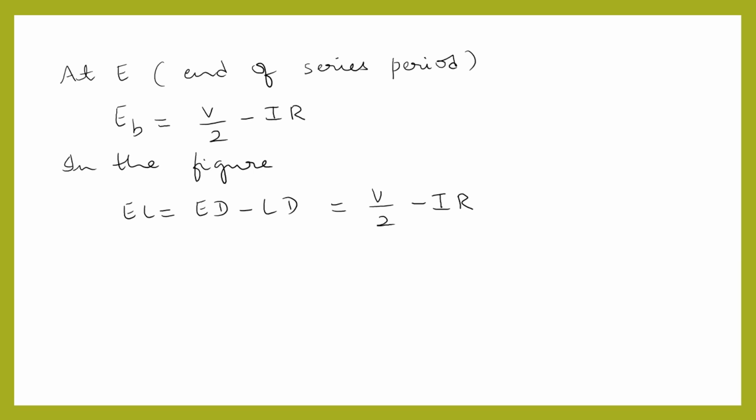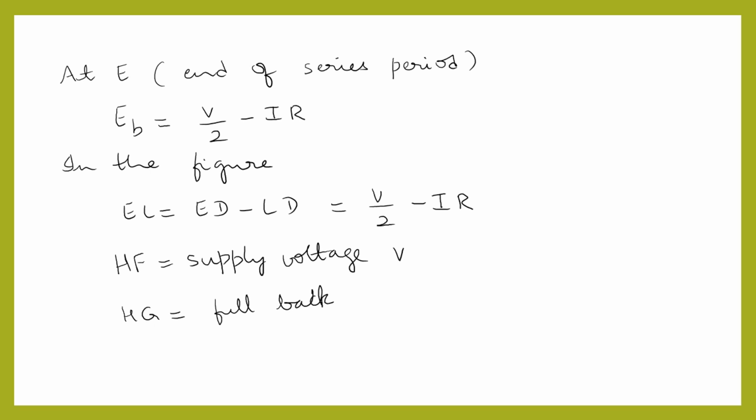The back EMF of the motor combination now develops along the line LG, and at the point H, when the motors are in full parallel position, we have HF equal to the supply voltage V, HG is equal to the normal back EMF of each motor, and GF equal to the IR drop in each motor.